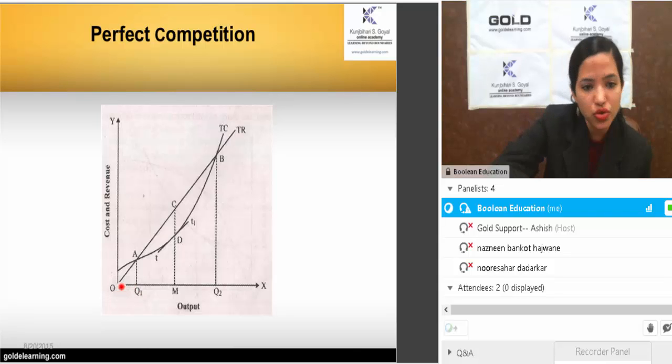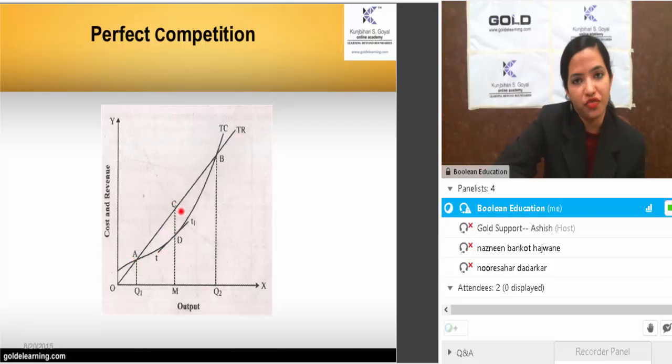Hence it starts from the origin. It's going upwards like this. Okay. Now where will be the profit? So when the distance between total cost and total revenue is the greatest, that will be your profit level. Right? So can you see this?